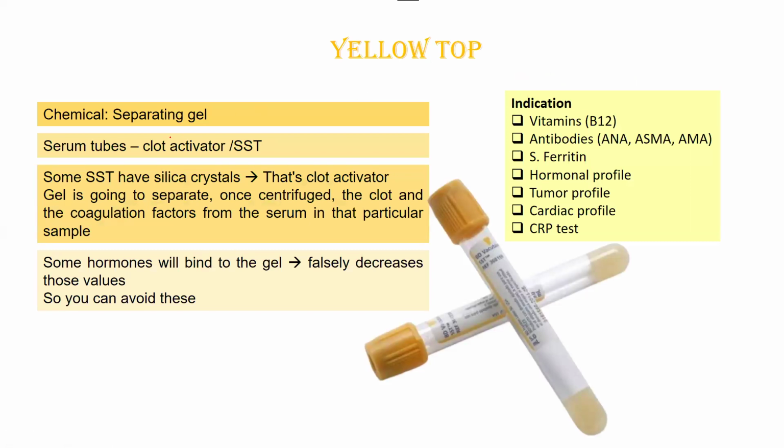The chemical the yellow top tube has is a gel, a separating gel. Basically, the yellow top tube is a serum tube. It is a clot activator, or you can say a serum separating tube. You also name the yellow top tube as SST, serum separating tube. Why? Because the gel activates the clot formation, and when the clot forms, you are left with the serum. Up till now, all the previous types of vacutainers were the ones that inhibit clot formation, but the yellow top tube is the one that will activate clot formation.